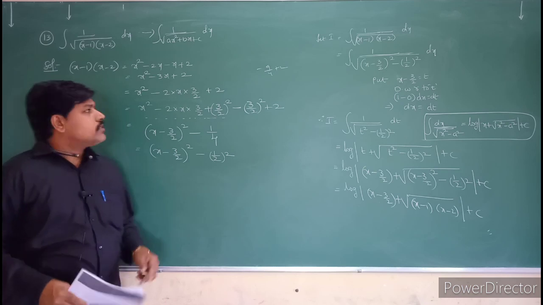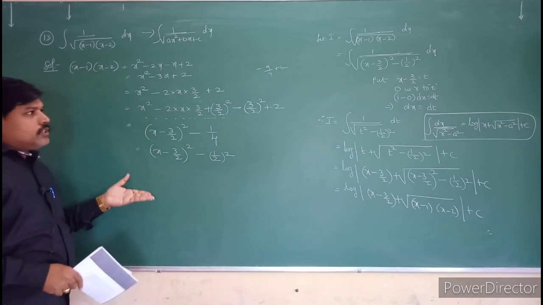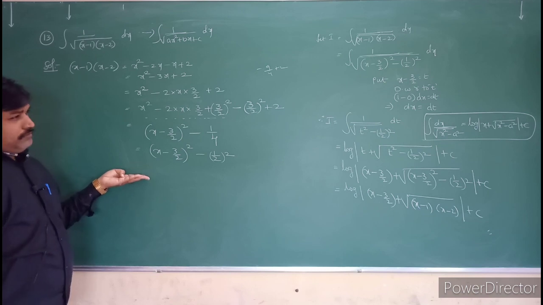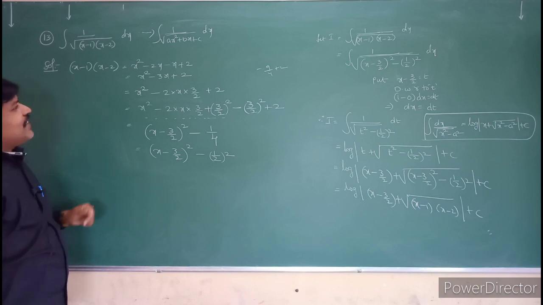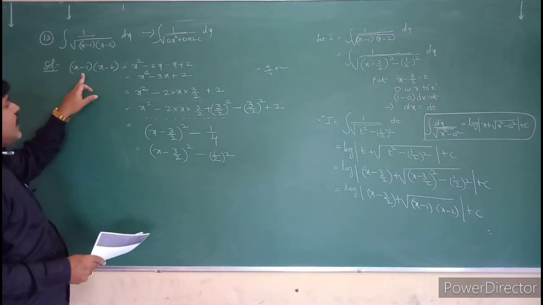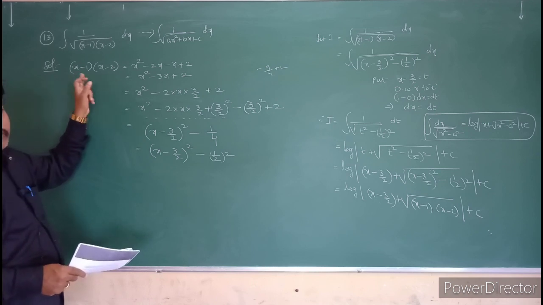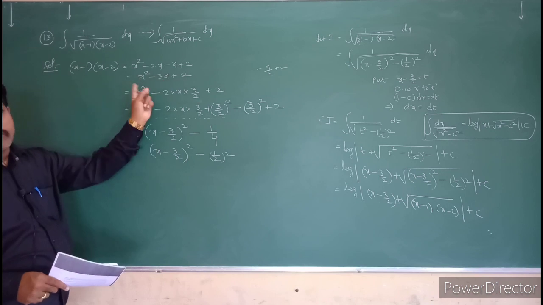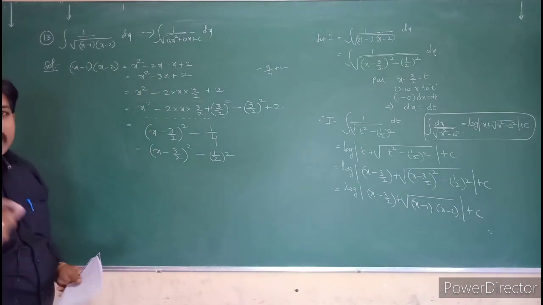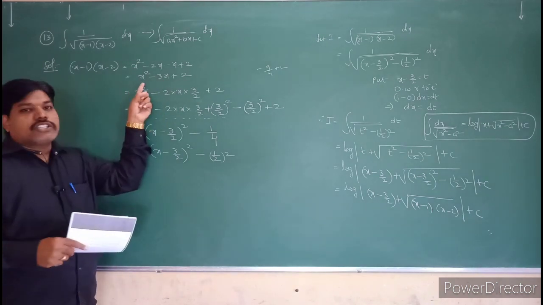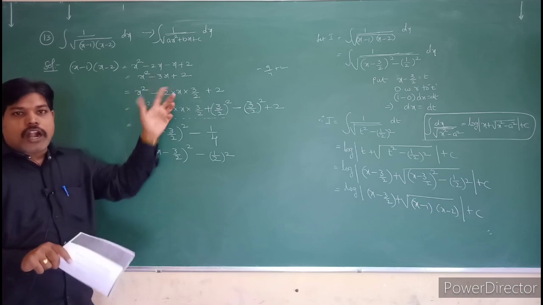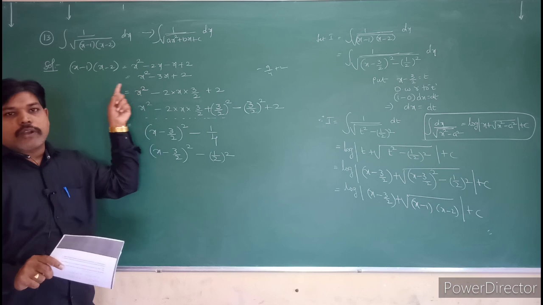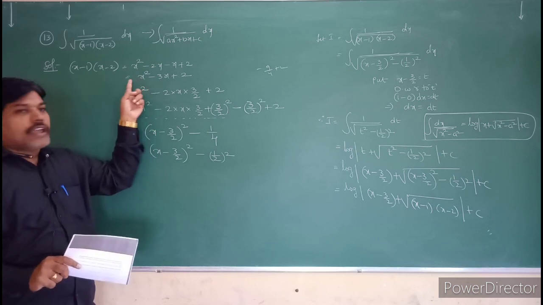So see that question, students. This simplification is important. If you understand this, you have to use only one formula and you will get the answer. See that one, (x minus 1) into (x minus 2); multiplying the terms you get x square minus 3x plus 2. What I told is, if you are not getting any formula and there is an x square coefficient, first take the x square coefficient common. Here there is no x square coefficient.